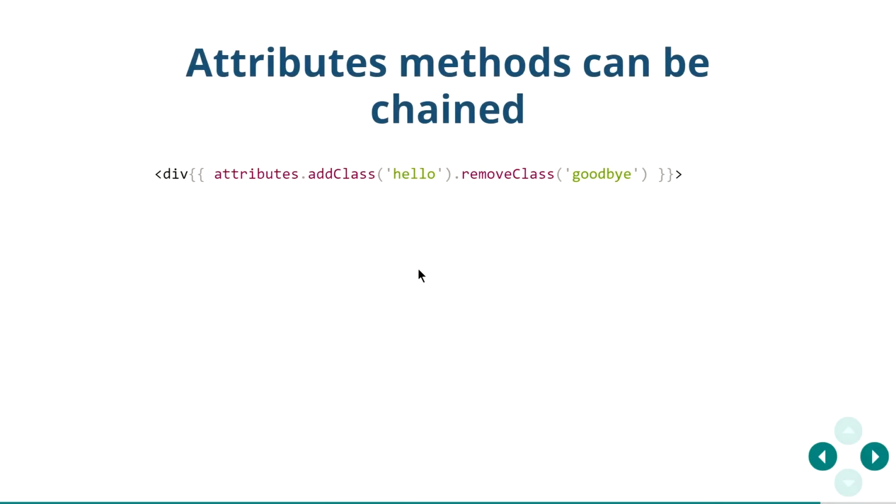Attribute methods can also be chained. So you can add class hello here and then .removeClass, and you can just keep those going if you would like. You're probably not going to. In my experience, I haven't done too much to attributes. They're usually pretty nice and clean because I use Stable as my base. Yeah?